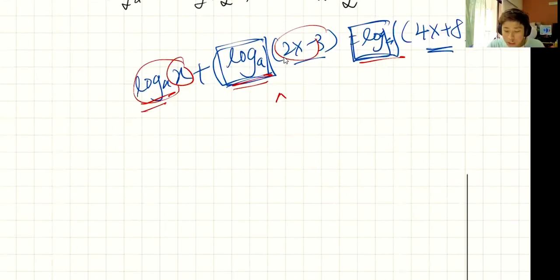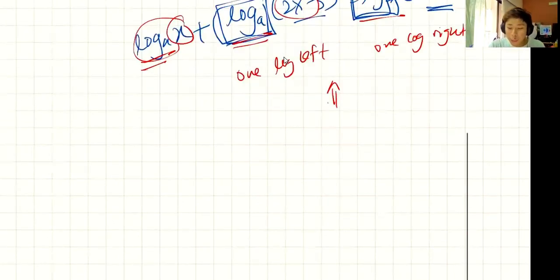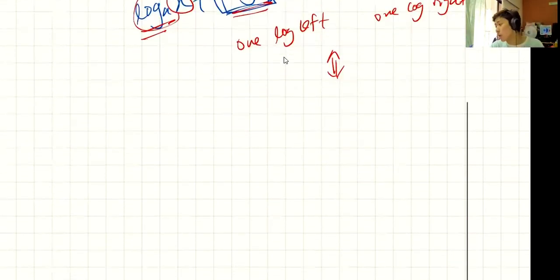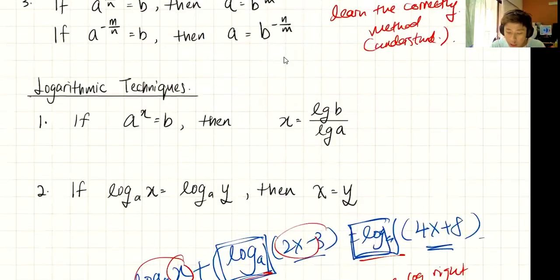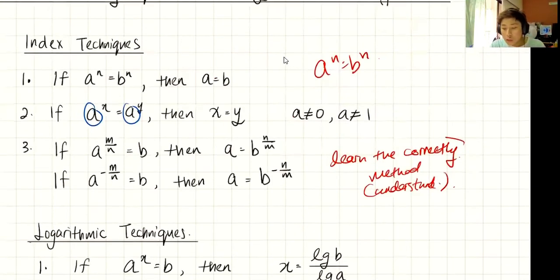And since you must make sure there's only one log on the left and one log on the right. Similarly, maybe I missed out a point just now. I want to point out, even when you're comparing like this, you're comparing a to the power of n equals b to the power of n. Okay, so let me think. What if you have something like this?